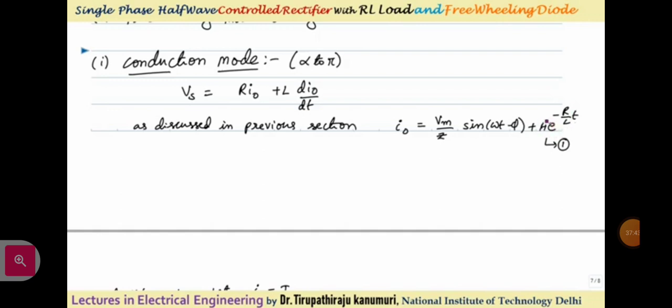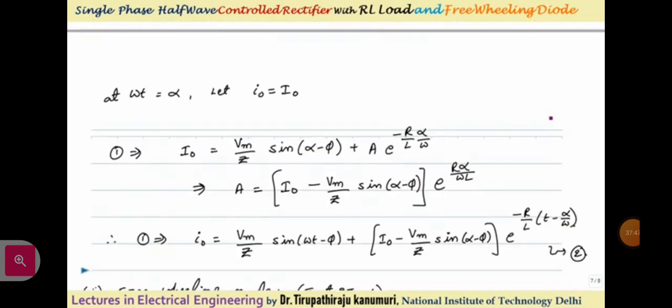So we have to find the value of A based on the initial boundary conditions. Here in this case, at omega t is equal to alpha, in the previous case the current is 0, but here we are taking the continuous conduction mode. So for continuous conduction mode, let us take the initial current as a small i0. If it is a non-continuous conduction mode, in that case i0 will be 0 like before. I am taking both the cases so that how to derive will be clear to you. That's why I have taken two different cases here.